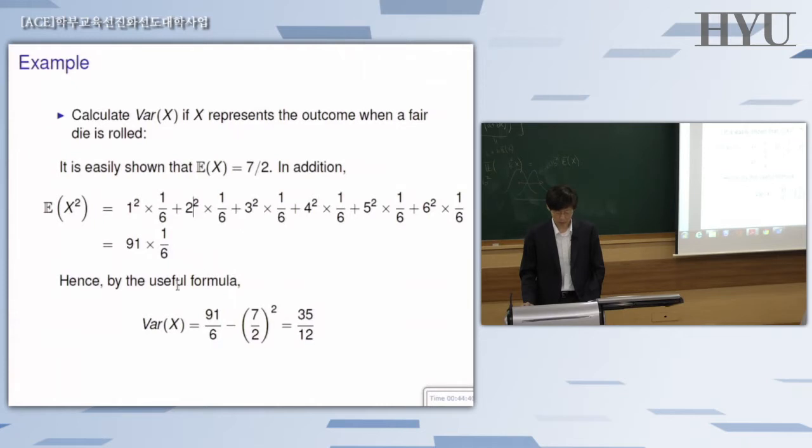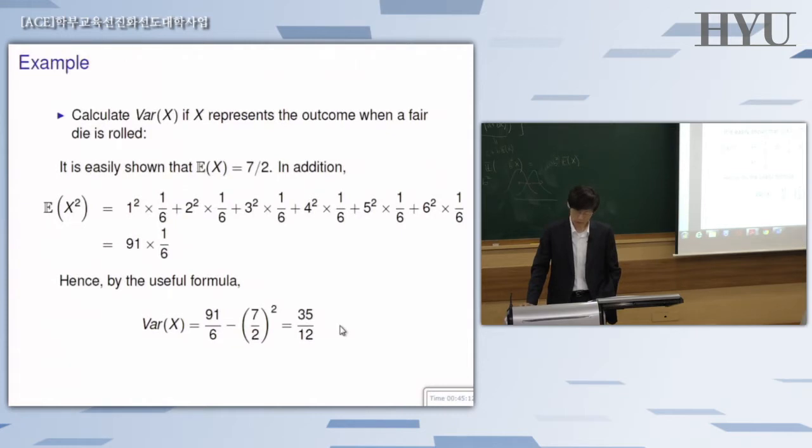With that, you go to the useful formula for the computation of variance: E of x squared, and then you subtract the squared value of the expectation of x. But the expectation of x is already figured out. It's 7/2. Square that and subtract that value from the initial 91/6. You get the answer of 35 over 12 if everything goes all right. Okay.